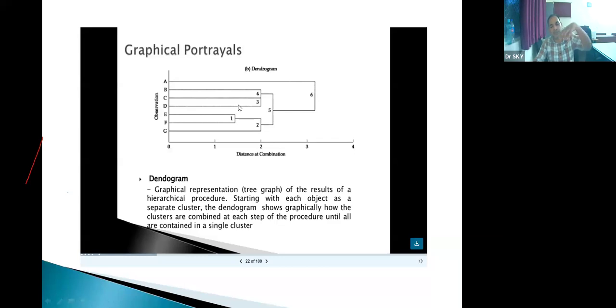So this is from many to one. And if we have added all together, then we separate one by one on the basis of the high distance. So first A will be separated because it is having the highest distance among these observations. That is known as the divisive method.